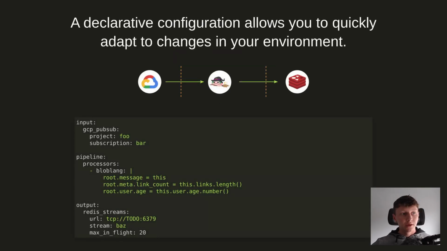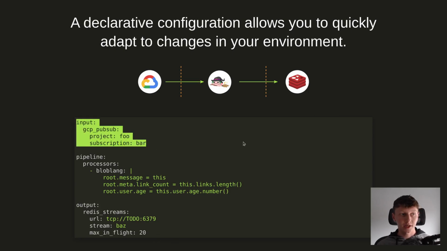And this is what the configuration looks like. So imagine we've got a hypothetical pipeline we want to set up where we're reading events from Google PubSub, for example, and then maybe we'll do a bit of mapping to the structured documents coming through, and then finally we might want to write that out to Redis streams, something like that. This is what the config might look like.